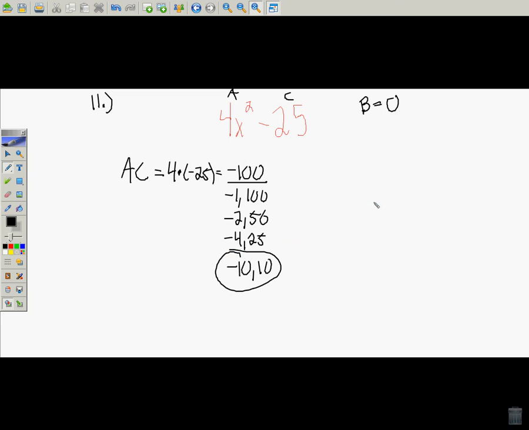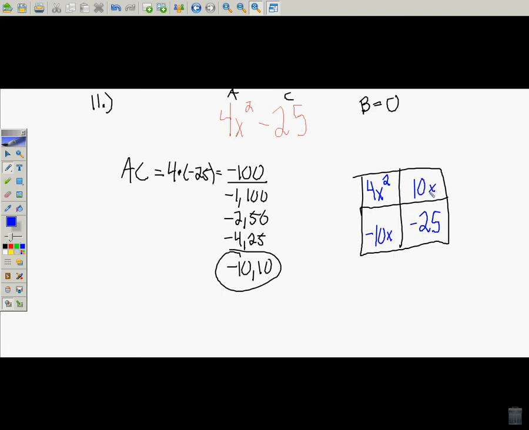So now I just put everything into the box. So top left is always my first term, bottom right is always my last term, and then I fill in negative 10x and 10x in the remaining two spots. And keep in mind, it does not matter which one goes where, you get the same answer either way.